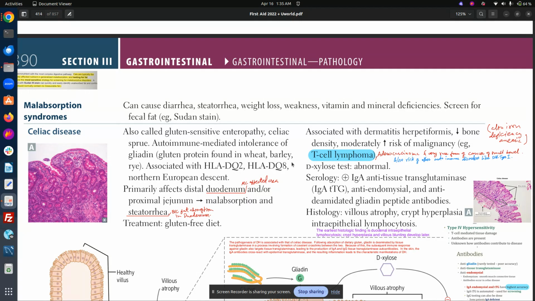And what other things do we see in celiac disease? Decreased bone density because of the malabsorption of vitamin D, and increased risk of malignancy. Which kind of tumor? The T cell lymphoma.